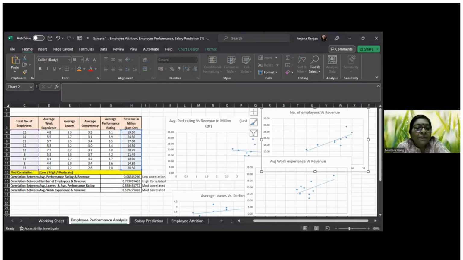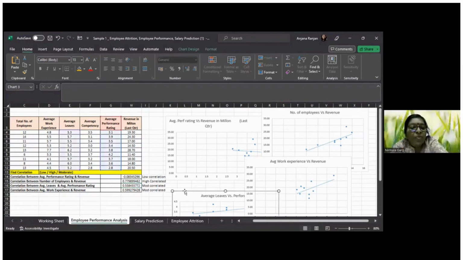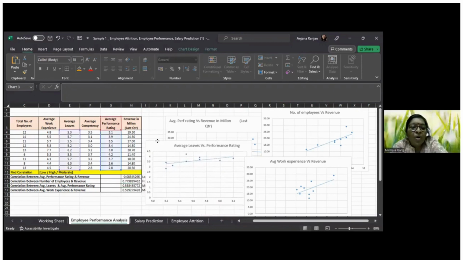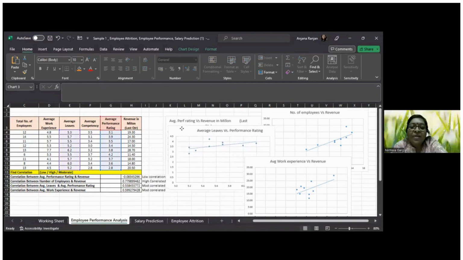The third one is between average number of leaves and average performance rating. The correlation value is 0.558. So I feel it is moderately correlated. It shows that people who are taking leave also affects the performance rating, right? This is the graph. Yeah, excellent.